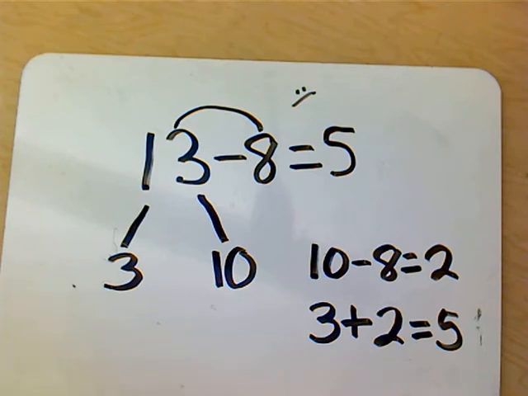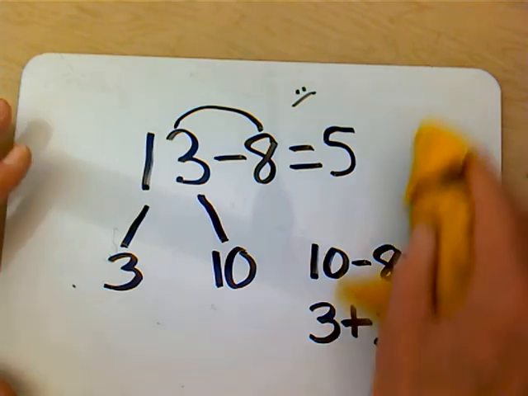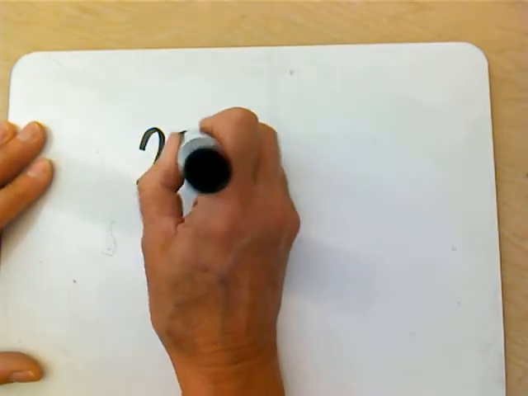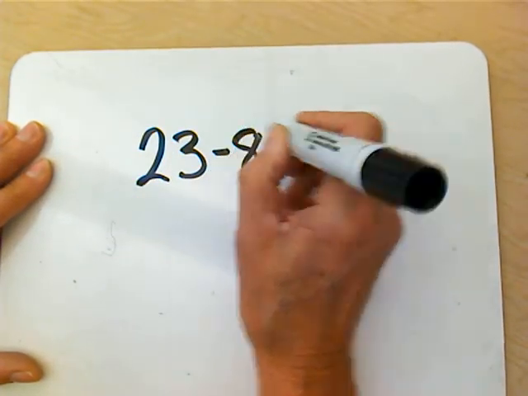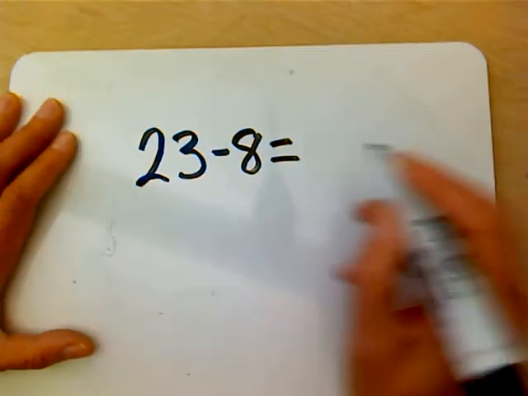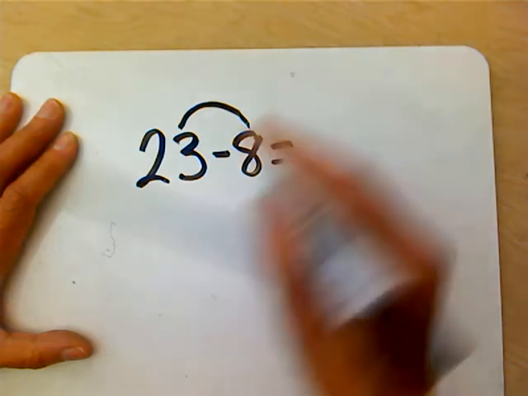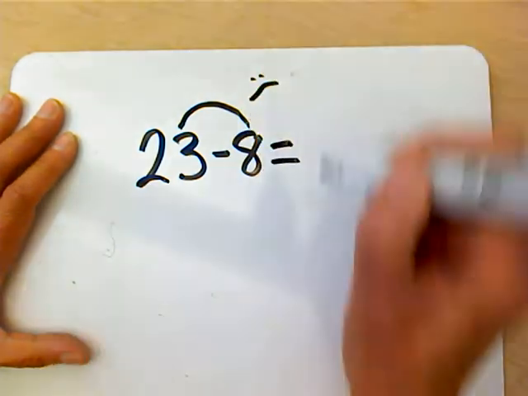It's a little bit more in depth from what we were doing last week, but still very, very easy to do if you're thinking about those relationships. So let's move on and try 23 take away 8. Again, I have this same problem. I can't take 8 away from 3.